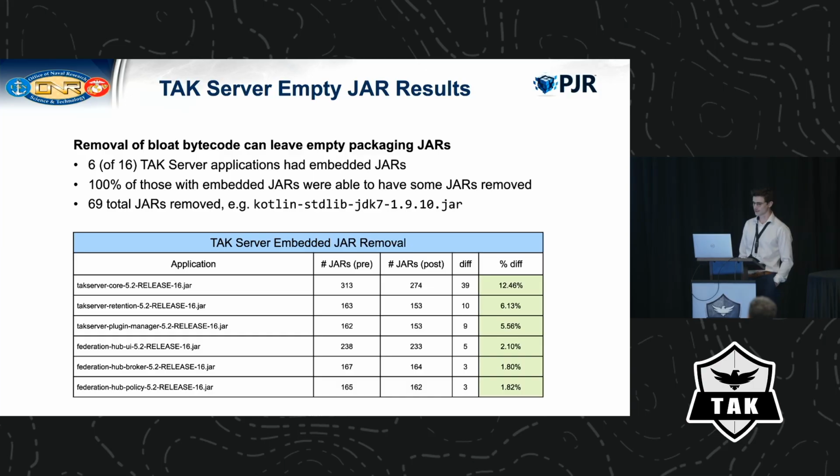So 6 out of the 16, all of them had embedded jar files, whether it's extended libraries that could be entirely removed or other cases. In total, out of all the 16 TAKServer applications, 69 total jar files could be removed, the main one being the TAKServer core, which from a pre-debloat standpoint had 313 jar files, and 39 of those could be completely removed just from using the JVM modeling.